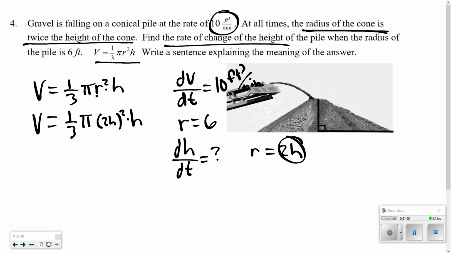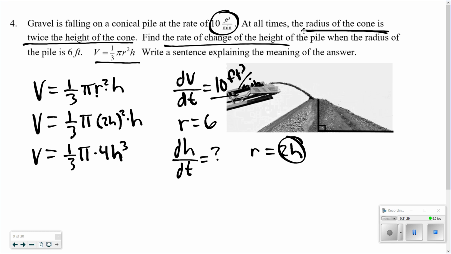And don't take the derivative of that yet, I can simplify that formula. I'd have the volume equals 1/3 pi times (2h) squared, which would be 4h squared, times h, which would be 4h cubed. Well, what I've done now is I only have two variables. I have the volume and I have the height. And I'm trying to find dh/dt, so I want the h in there. And I know dV/dt, right? It's right up there. So I think we have everything we need.